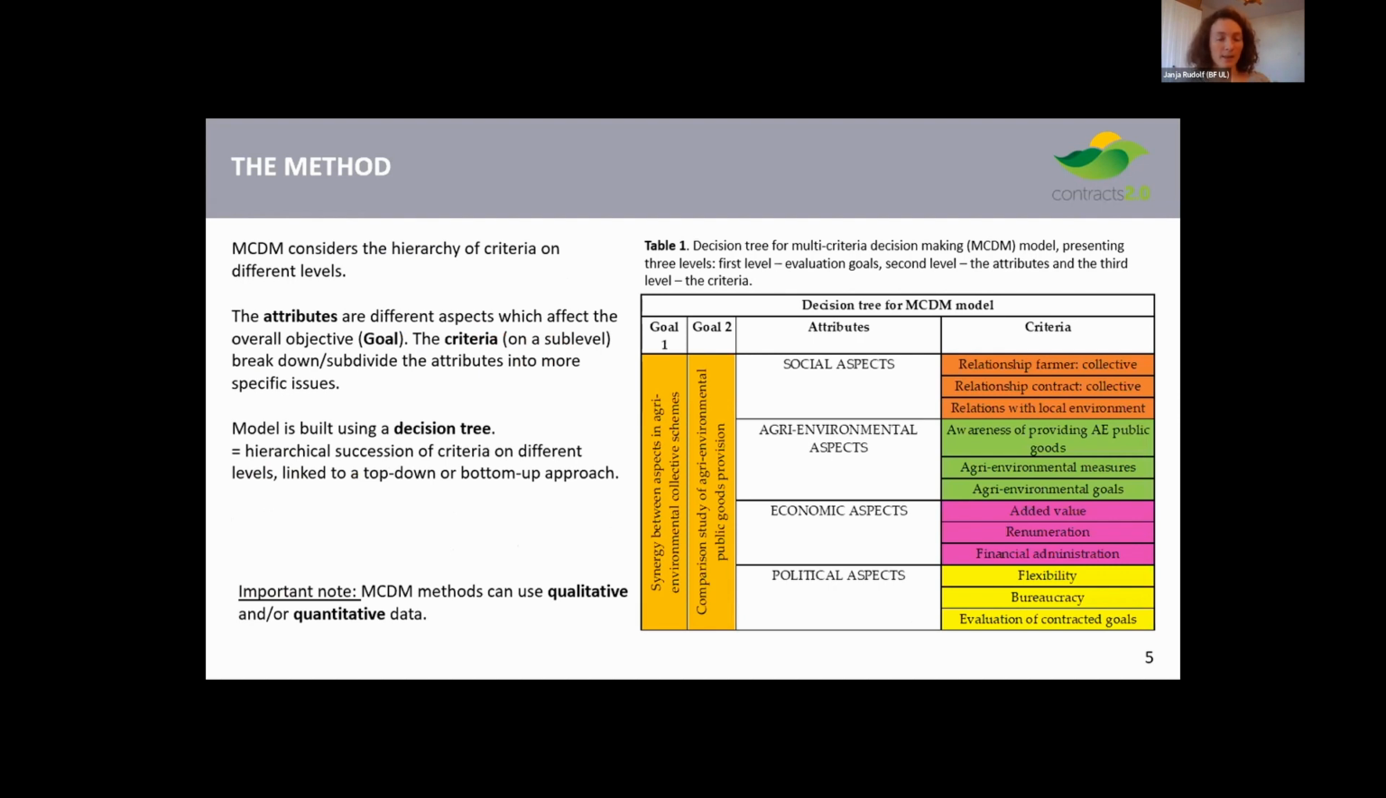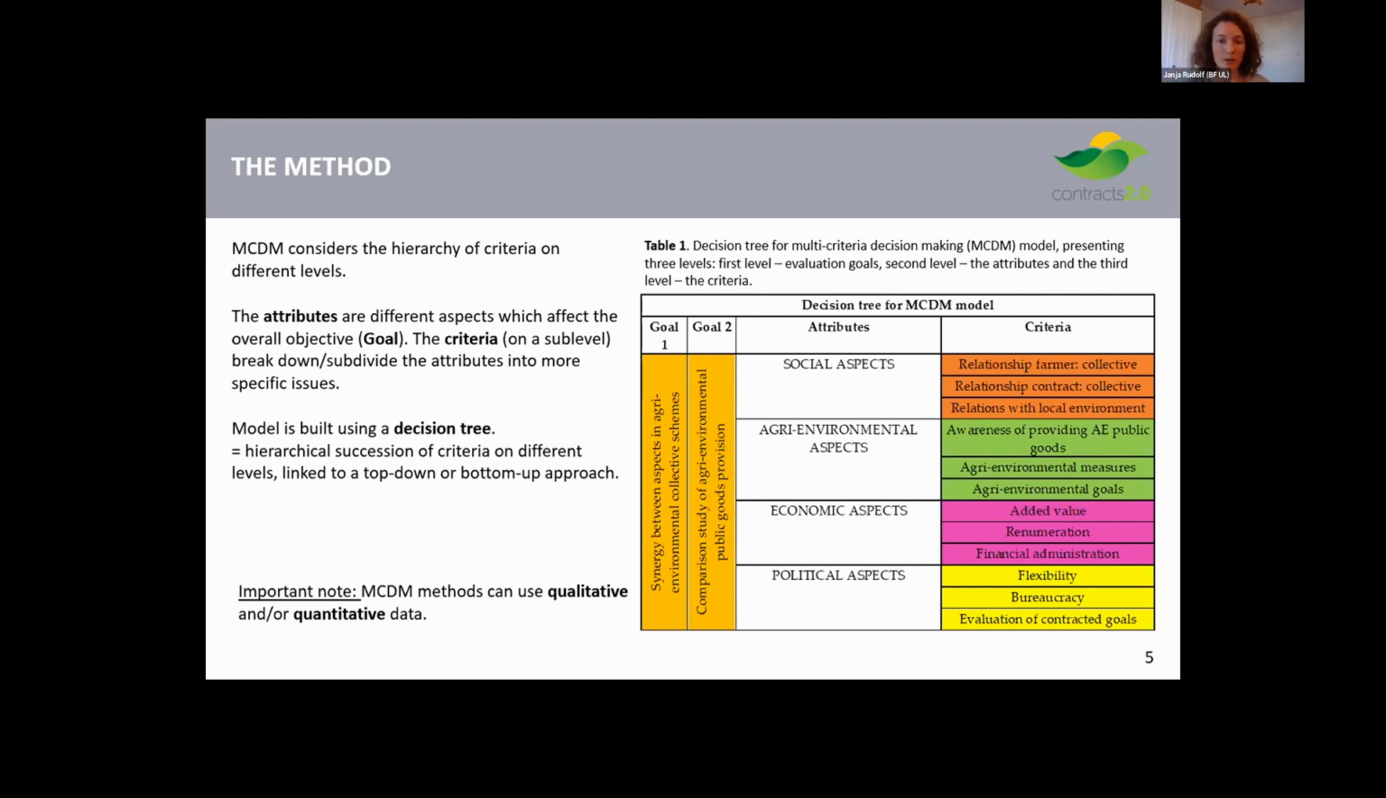The MCDM method, like I said, considers the hierarchy of criteria on different levels. The attributes are different aspects or factors which affect the overall objective, which in this case is a goal. And the criteria on a sub-level break down or subdivide the attributes into more specific issues that affect the overall objective. Now, the model is built using a decision tree, and this is a hierarchical succession of criteria on different levels. And these levels are linked to a top-down or bottom-up approach.